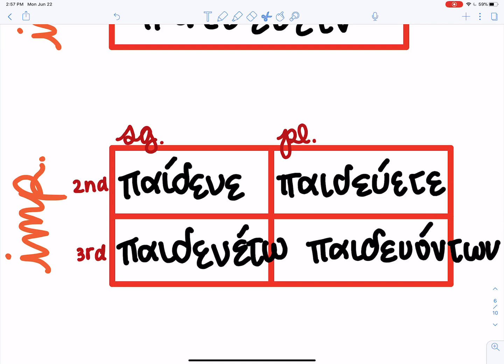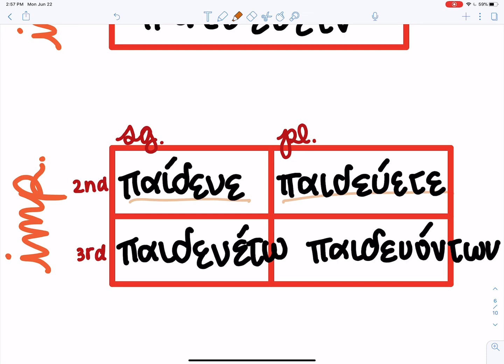Okay, and now let's translate these. So paidewe is teach to one person. Paidewete is teach to many people. I'm not saying teach to someone. I don't know how to distinguish this without you seeing me, because I feel like I can act it out to explain. Teach, and I'm speaking to someone.